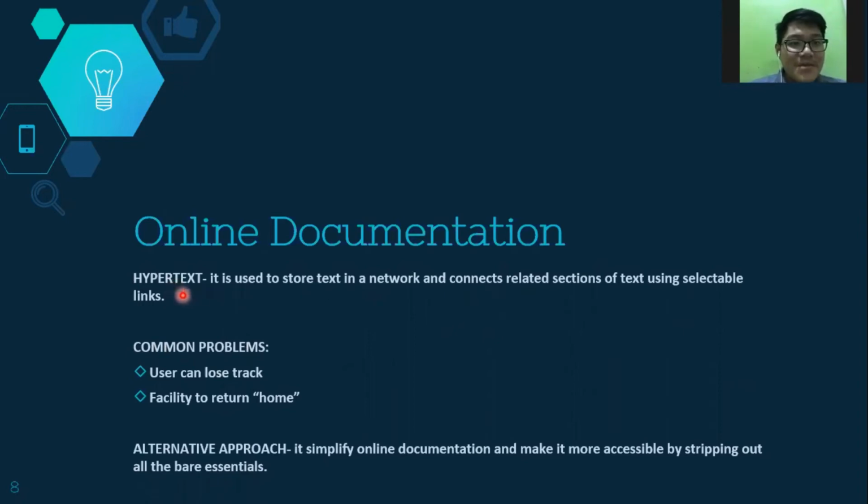Hypertext is a structure of text using selectable links. These are the common problems. Number one, the user can lose track. Number two, facility to return home. And the last one is an alternative approach. It simplifies online documents and makes them more accessible by stripping out all but the bare essentials. Thank you.